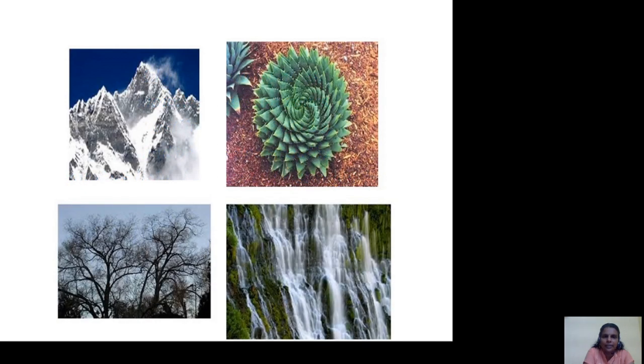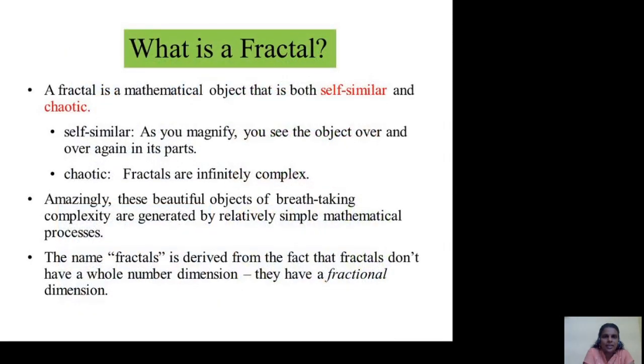These are examples of fractals in nature. What is a fractal? A fractal is a mathematical object that is both self-similar and chaotic. Self-similar means when you magnify an object over and over, you can get the same image. Chaotic means infinitely complex pattern. So, fractals are beautiful objects. They can be generated by a relatively simple mathematical process. The name fractals is derived from the fact that fractals don't have a whole number dimension. They have a fractional dimension.